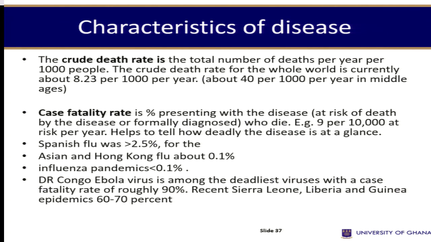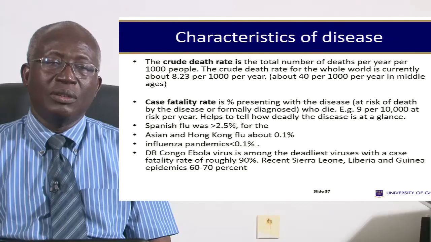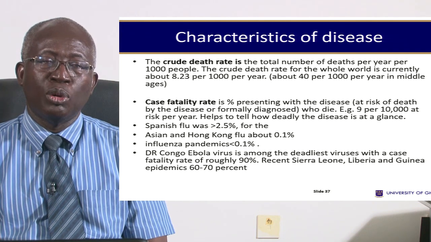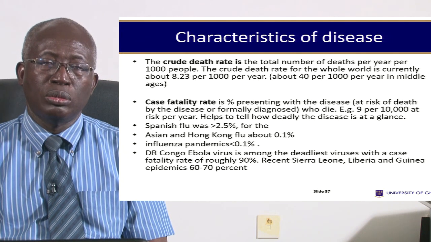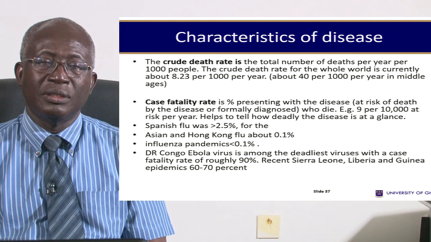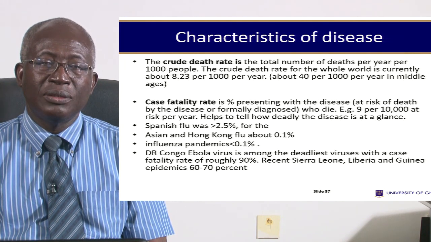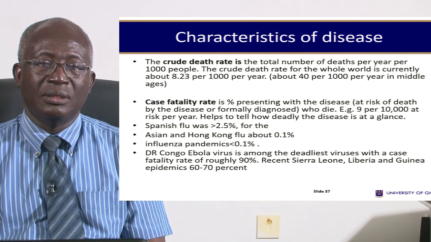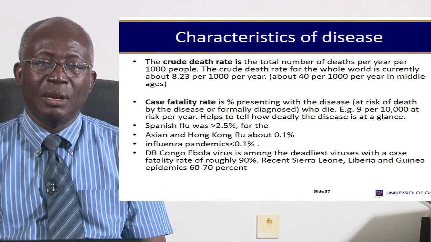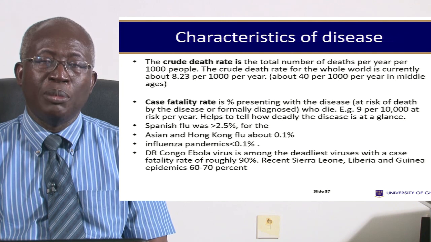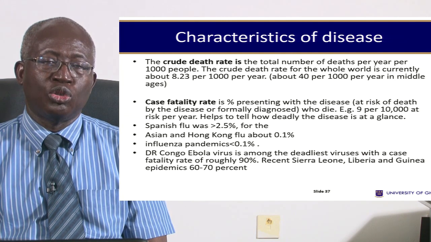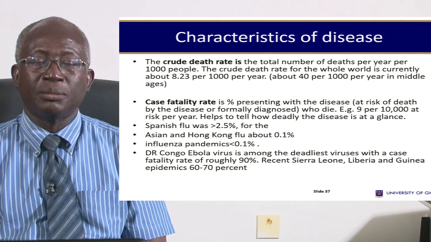Now compare this to Ebola. The first time this disease was identified was in the Democratic Republic of Congo in the 1970s. And the case fatality rate was 90%. In recent epidemics in Sierra Leone, Liberia, and Guinea, the fatality rate has dropped to about 60 to 70%.